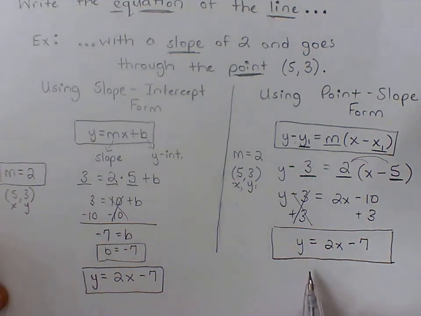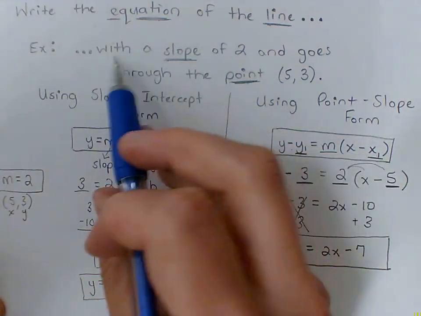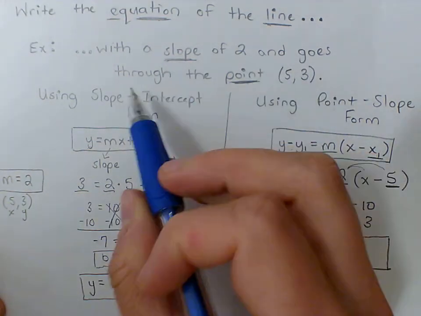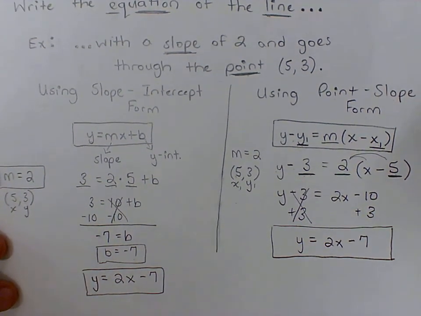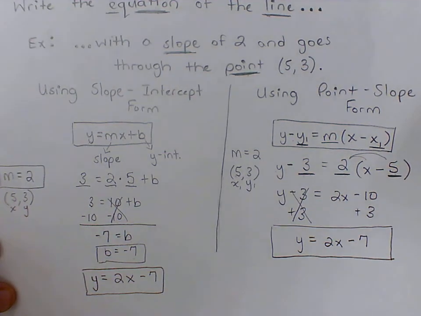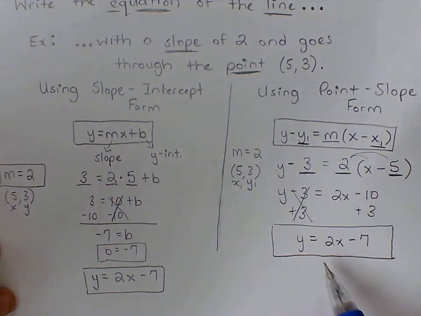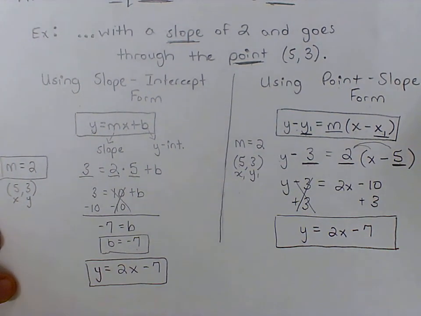And notice these two are the same, and there's a reason for that, because we were writing the equation of the line that had the slope of 2 and the point (5, 3). So we were doing the same problem, we were just going at it using 2 different methods. So it does not matter which method you choose. Either way you do it, it's going to give you the same equation. So you pick a method and then just get really good at it.